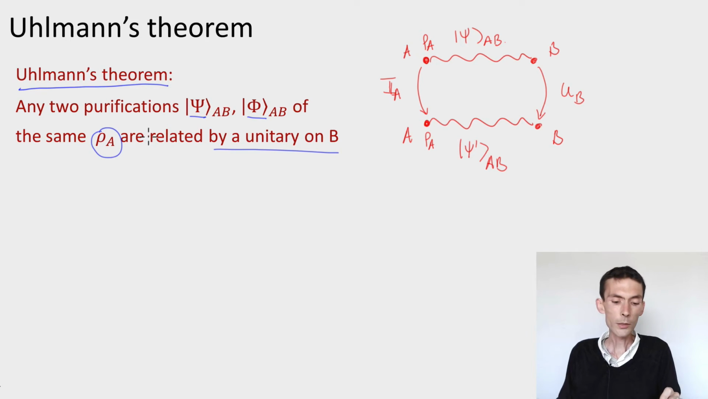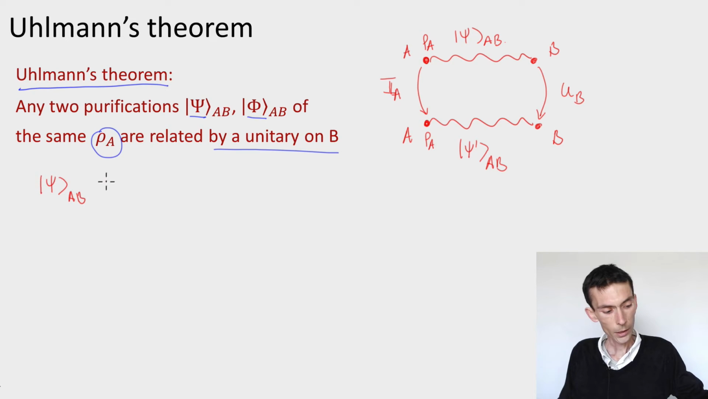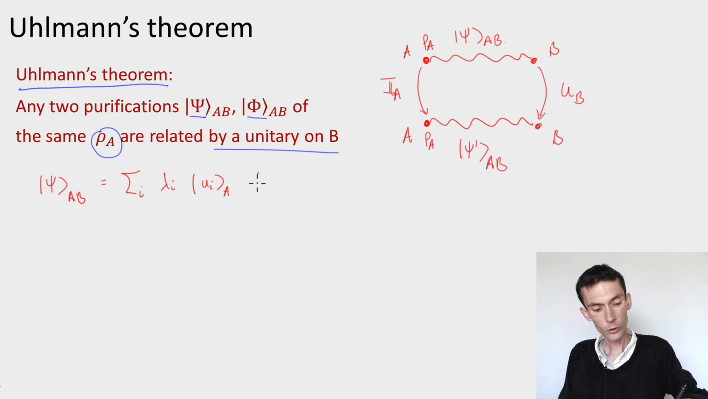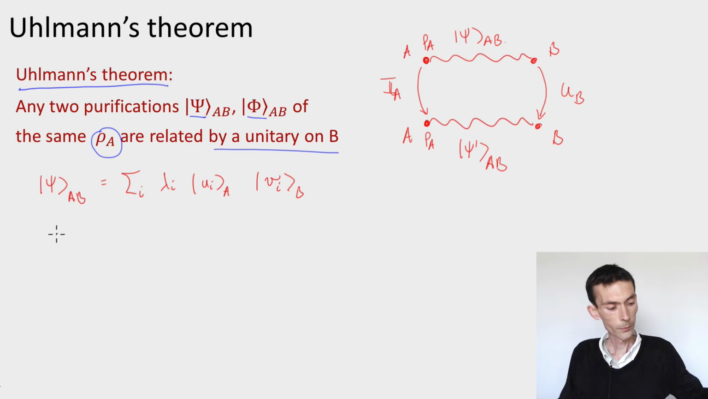How do we prove this? Well, let's use one of our newest tools, which is the Schmidt decomposition. To get started, we have a bipartite system. It's natural to write the Schmidt decomposition of the associated states. Let's do it. For psi, in general, I can write it as the sum over i of lambda_i u_i, Schmidt vectors for system A, v_i, Schmidt vectors for system B.